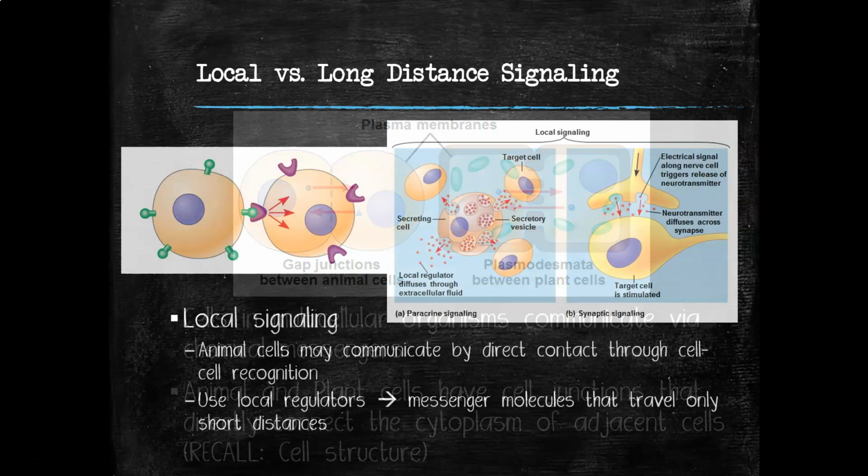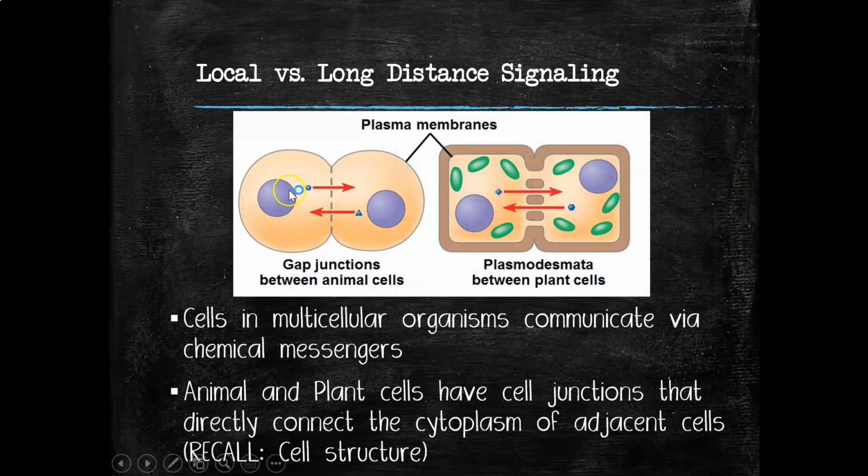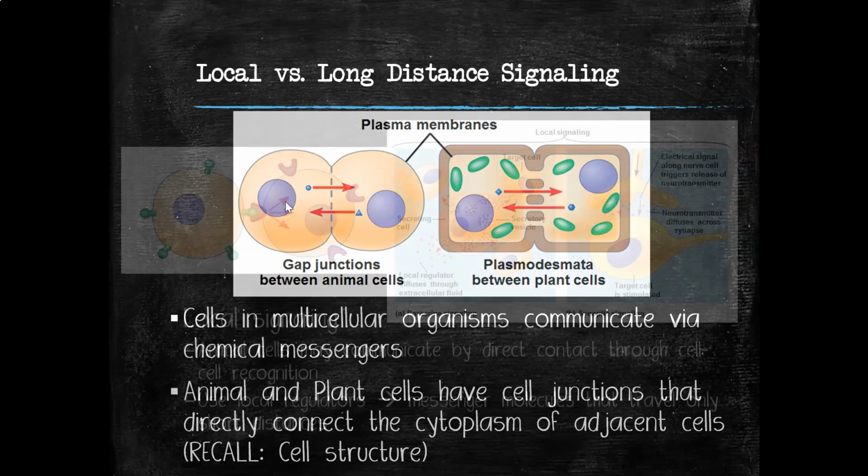So it kind of expedites that ability for tissues to coordinate the functions that they are performing at that point in time. What we're talking about with things like the gap junctions and the plasmodesmata is local signaling, where your animal cells are capable of communicating in direct contact with each other. And so they use what we would consider local regulators. These are just messenger molecules that really can only travel local distances. So they can be something like what we're seeing back here, where they just go straight through these junctions.